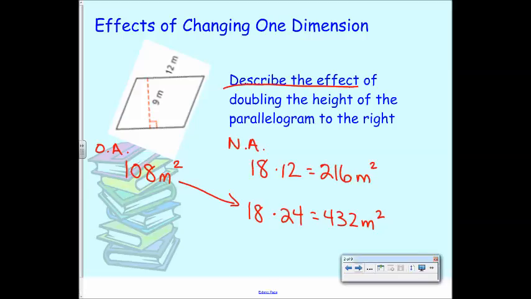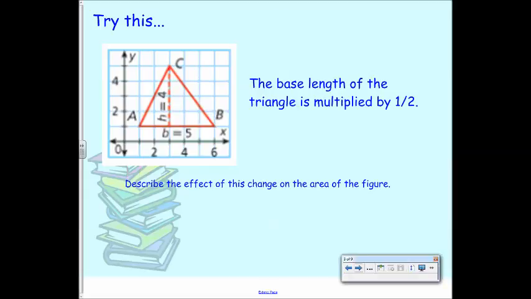So you've got to actually describe in words what happened to the old area, new area, when you change the dimension. Okay, so this shape is what? A triangle. The base length of the triangle is multiplied by half. Describe the effect of this change on the area of the figure. So before I figure out what the new area was, what do I need to do first? Find out the original area, right? So the original area of this triangle, what's the base originally? 5, and the height is 4. So what would the area of the triangle be? 10, because base times height divided by 2 for a triangle.